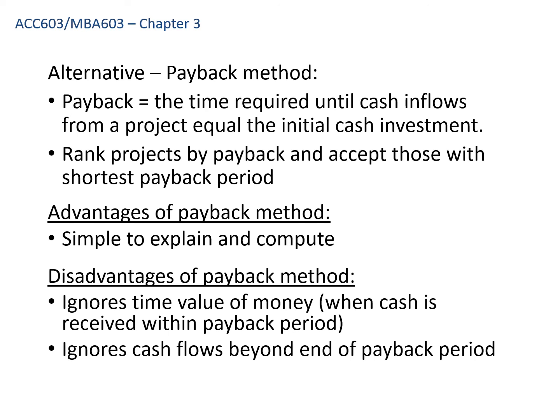So it's a simple method. It doesn't take much brain power to figure it out, so you can also explain it to people easily. The problem is that it ignores the time value of money. Money, again, out further is worth less than money today, so it ignores that, which is a problem. And then it ignores what happens beyond the end of the payback period. If I'm comparing two projects that have the same payback period, but one keeps saving me money and the other doesn't, this would ignore that.